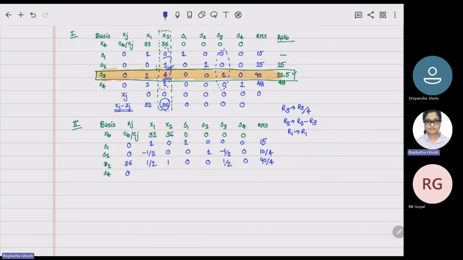And here you need to again make changes. So this, what you can do is R4 is R4 minus R3. So that is 2 minus half. So 3 by 2, 1 minus 1, 0. Again 0, 0, 0.